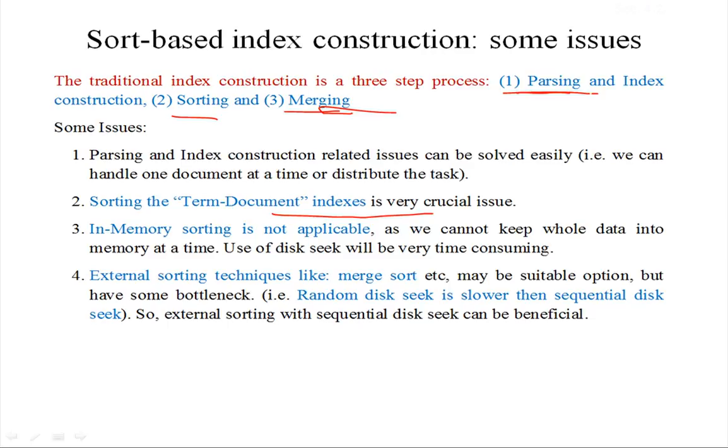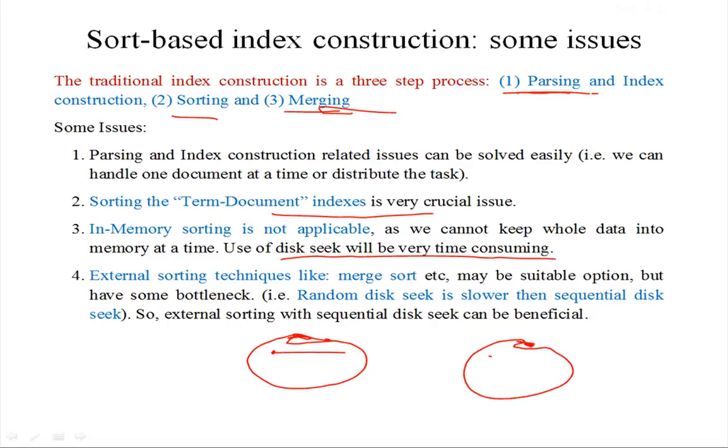In-memory sorting is not applicable as we cannot keep the whole data in memory at a time. The use of disk seek may be very time consuming. Actually, in a traditional magnetic disk, suppose data exists here, and the head rotates and picks data from here. It is not guaranteed that the next head move will find the next data here or here. It may be possible that the next data exists at this point.